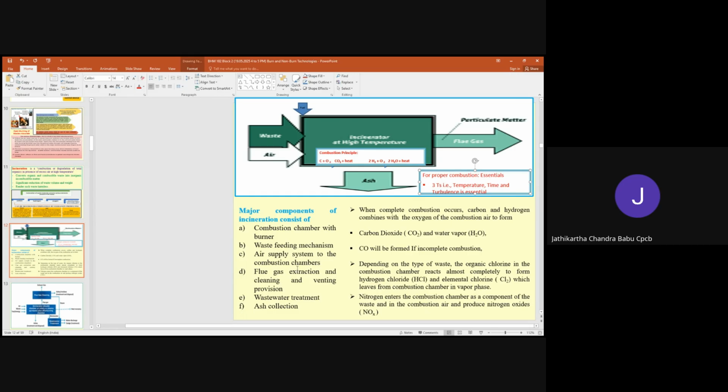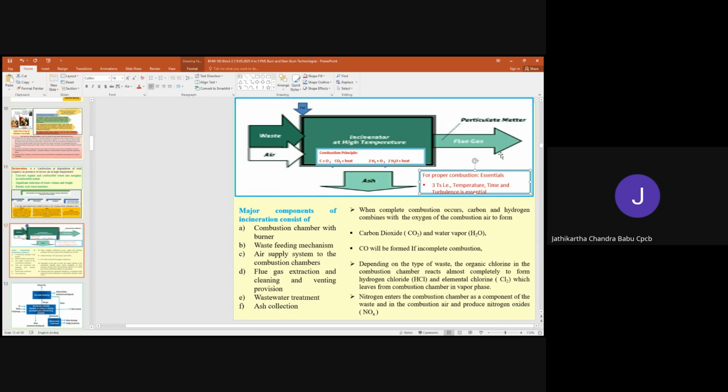Therefore, a combustion chamber with a burner will be provided, a waste feeding mechanism will be there, an air supply system will be there, and a flue gas extraction and cleaning system will be provided here. After that, what gases are generated? They will pass through the air pollution control system. I will show you the example.